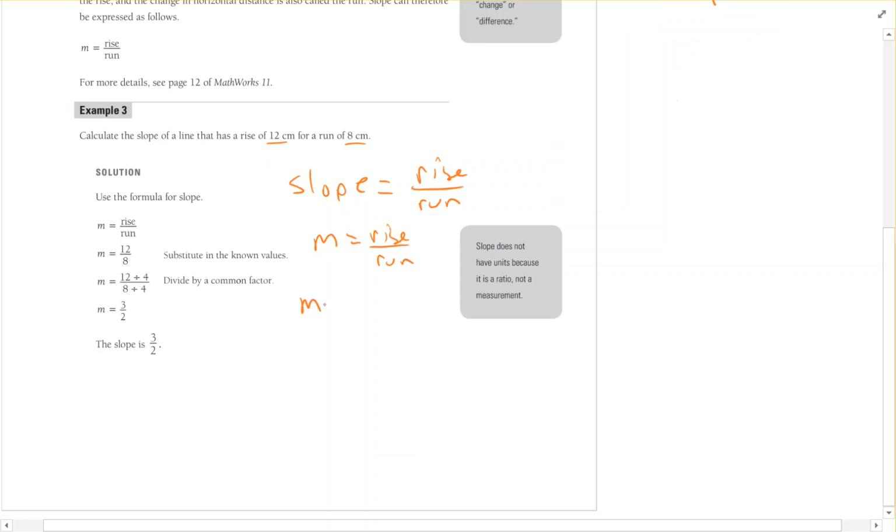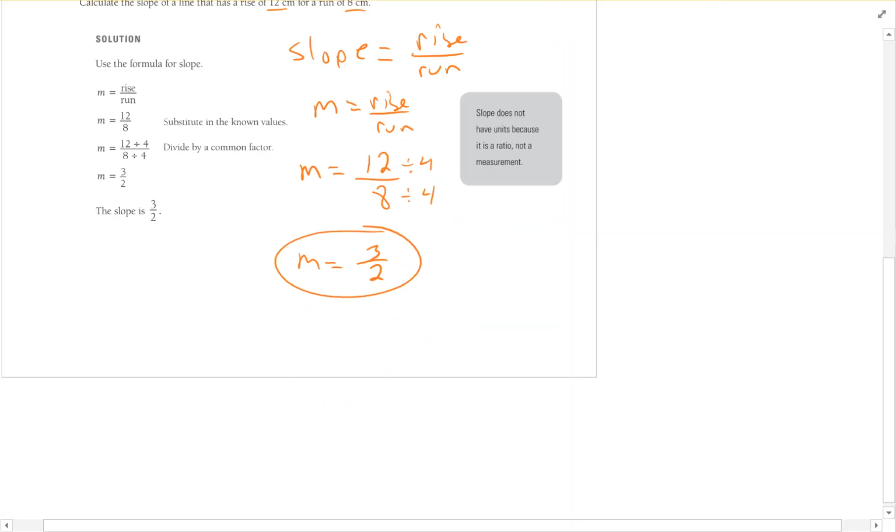So we're going to say m is equal to, well, the rise, it just told us right there, is 12. The run is 8. And now we just need to make sure that we put this as simple as we can. 12 over 8, I can simplify that fraction. And I can simplify that because I know 4 goes into 12 and 8. So I can go divided by 4, divided by 4. So this is the same as 3 over 2. So that's what you would say the slope of this roof or something like that is.